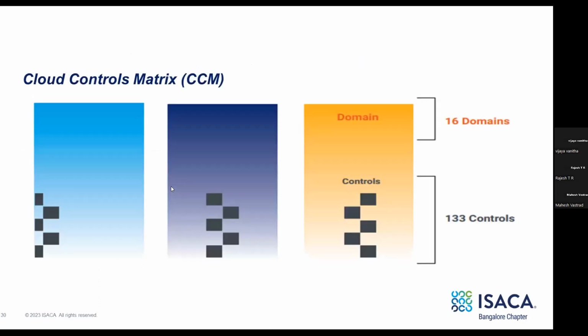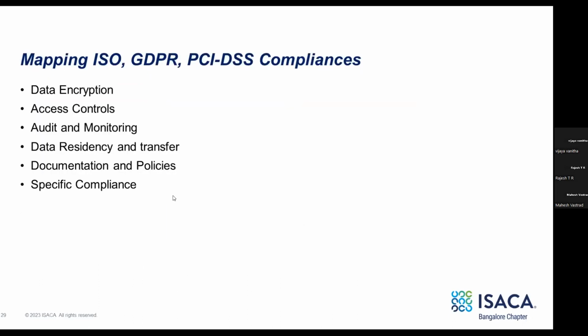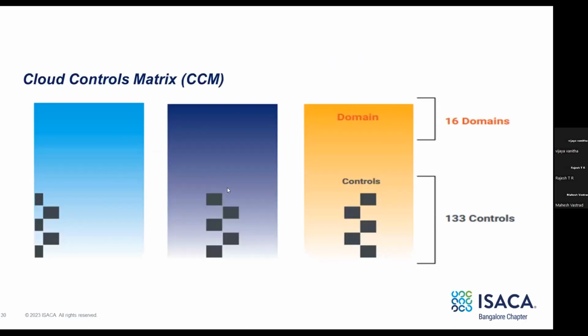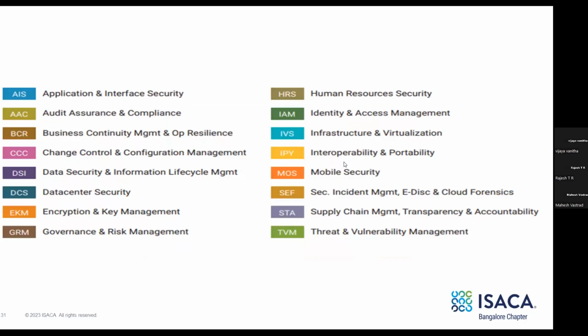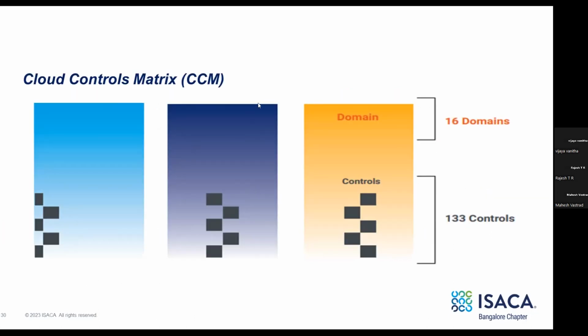Okay, so all these compliances, ISO, GDPR, PCI DSS, NIST, COBIT 19 or any other, SOC Type 2, whatever framework you can take, we are going to map those to the Cloud Controls Matrix, CCM. Here there are 16 domains and 133 controls. Based on those, we are going to map all those frameworks. So we are going to select what is applicable to that particular cloud compliance, or a particular business or organization. Based on that, we are going to do the auditing. Okay, hope this is clear, I guess.